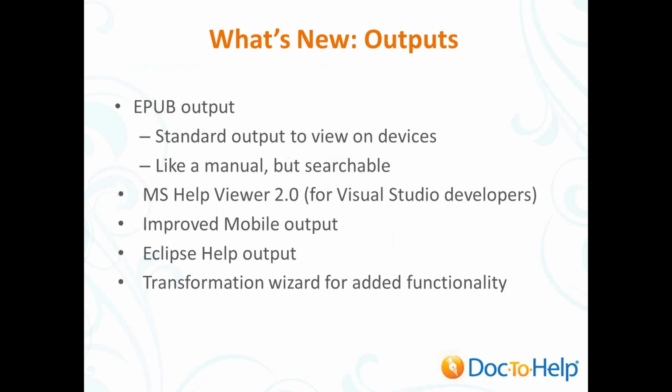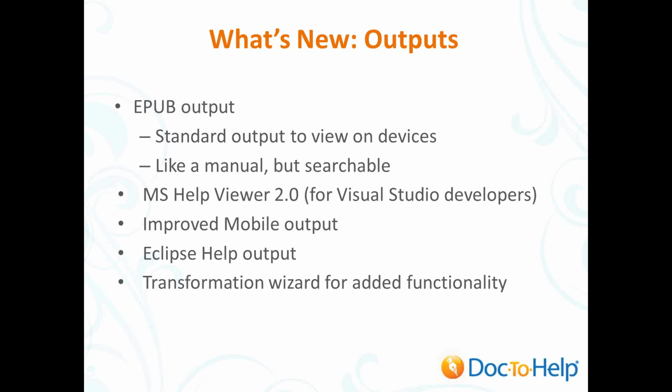So talking about what's new, this was a very output-heavy release cycle, 2012. We had a lot of new outputs, and we have a lot of improvements to existing outputs. So we added an EPUB output, so that's a standard output to view on devices. It's like a manual, but it's searchable.